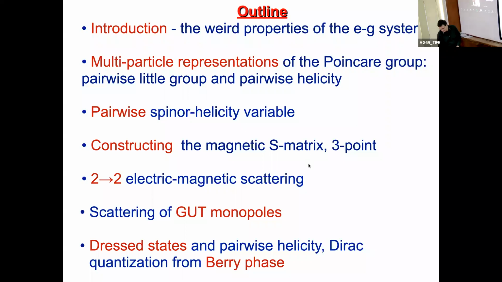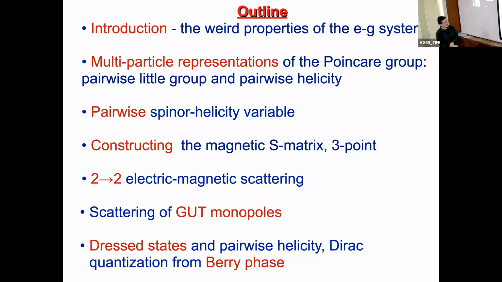So how to use that to construct the S matrix for the scattering of magnetic monopoles. And in particular, I will show you how to do the most general 3-point functions. I will tell you how much you can learn about the 2-to-2 scattering of electrically and magnetically charged particles. And have a little bit of discussion of the scattering of gauge monopoles. Another interesting story that fascinated people since the 1980s.